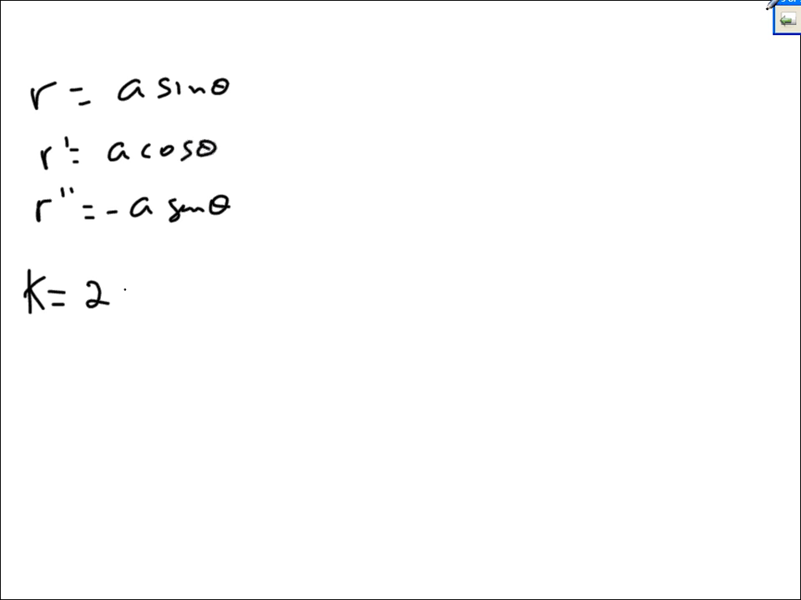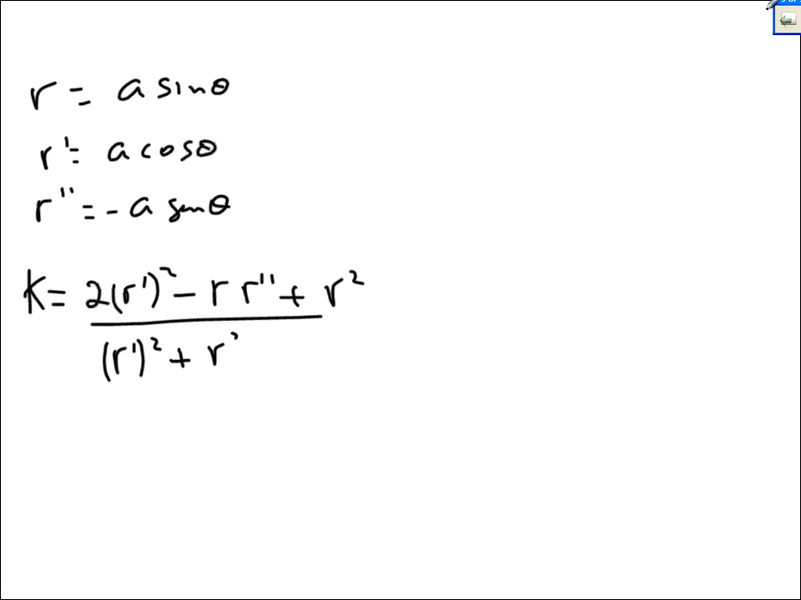Suppose r is a sine theta. So r prime will be a cosine theta. R double prime, negative a sine theta. Remember that k is equal to 2 times r prime squared minus r times r double prime plus r squared, divided by r prime squared plus r squared, all to the 3 over 2 power.